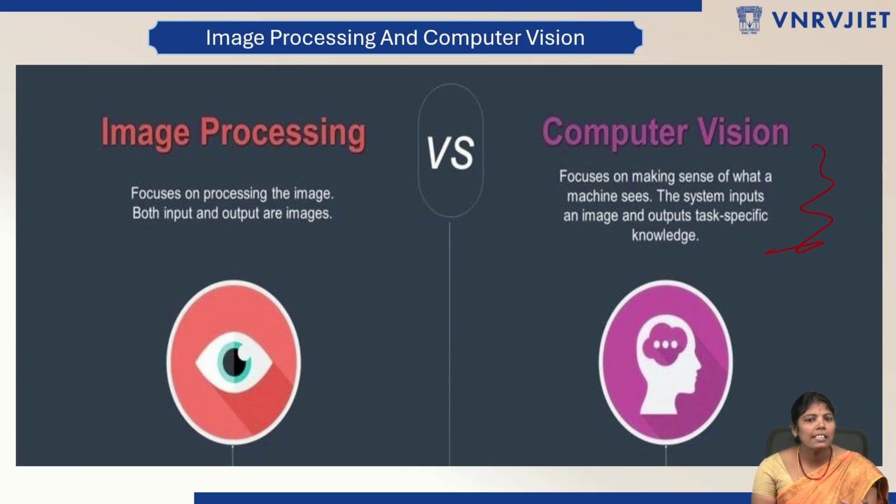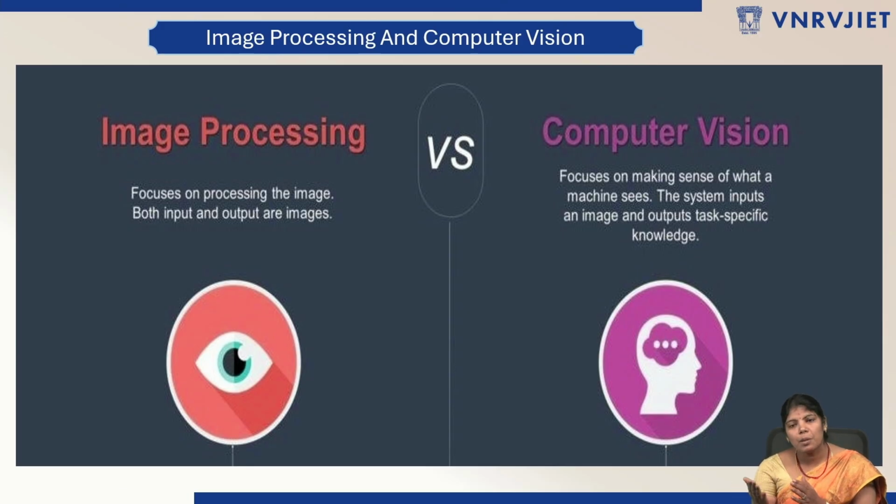In image processing, the input is an image and the output is also an image. This is the image processing definition. Here the input is the raw image and we are using some algorithms. After applying algorithms on the image, you will get the enhanced version of the input image. That is the main objective of image processing.